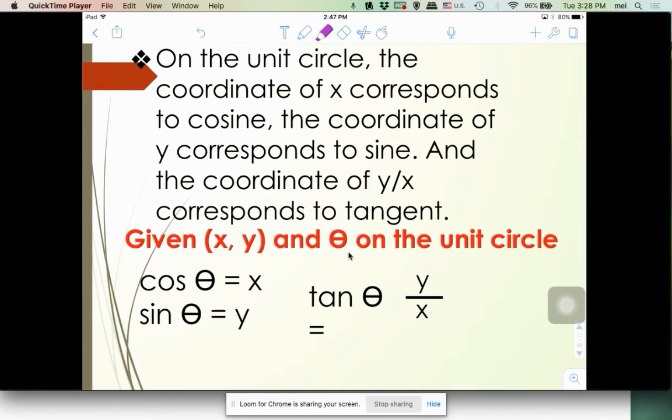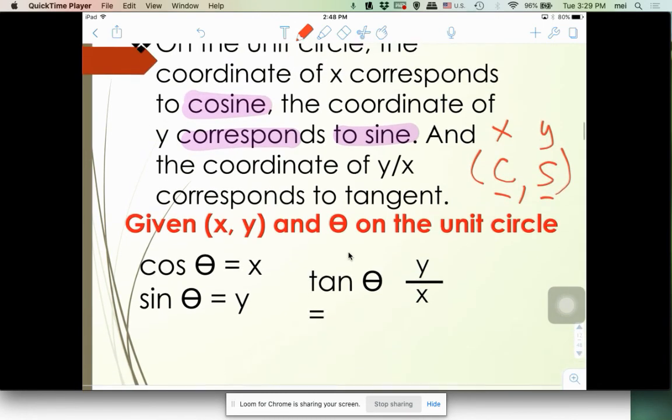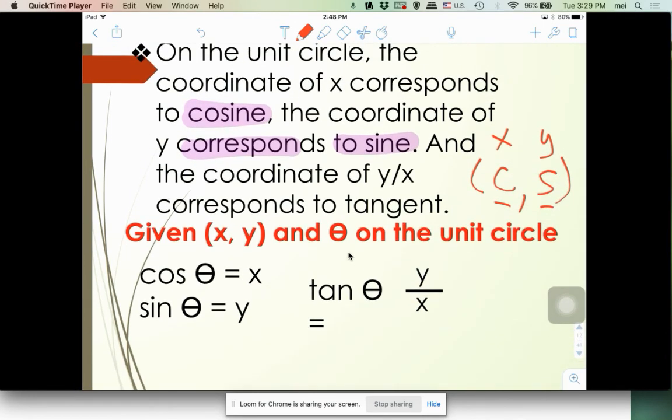So here's a quick review. I already mentioned this before. The cosine value is the x value. The sine value is the y value. And yes, it's alphabetical, cosine before sine. And then tangent value, some of you may know, it's the y value divided by the x value. So it is y over x. So it's sine over cosine, which is tangent.